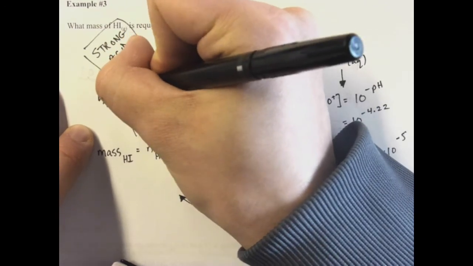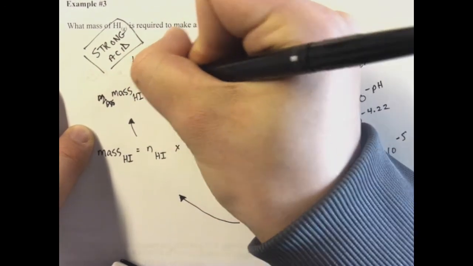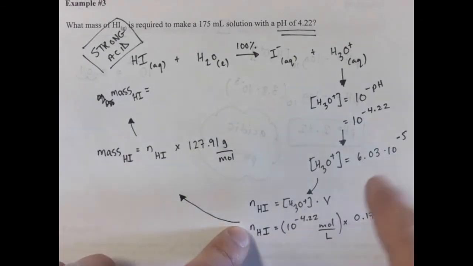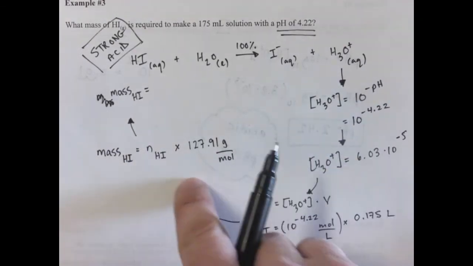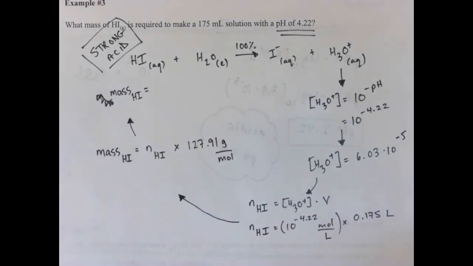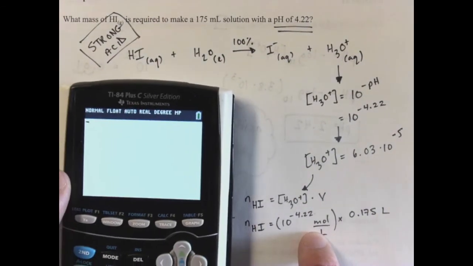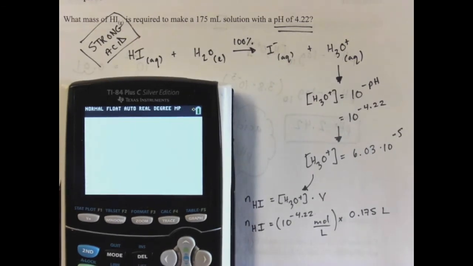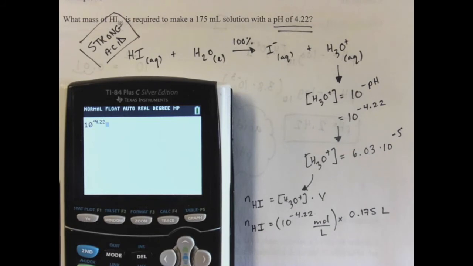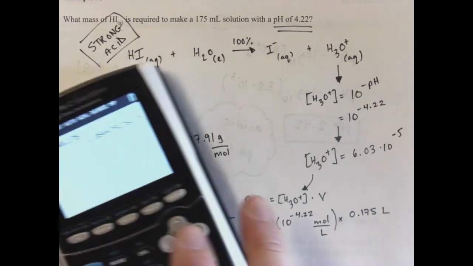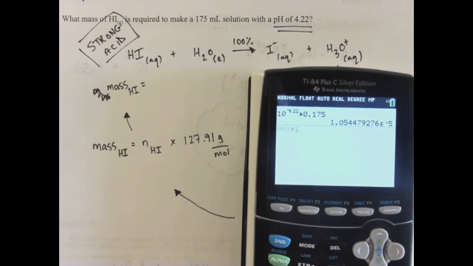So I didn't fill in and substitute all the values along the way. I prefer to kind of just plot a little path of how I'm going to get to my final answer. So let's go ahead and figure that out. So we'll start with this one, 10 to the minus 4.22 times 0.175. There's my number of moles of hydrogen iodide. And now I have to multiply by the molar mass.